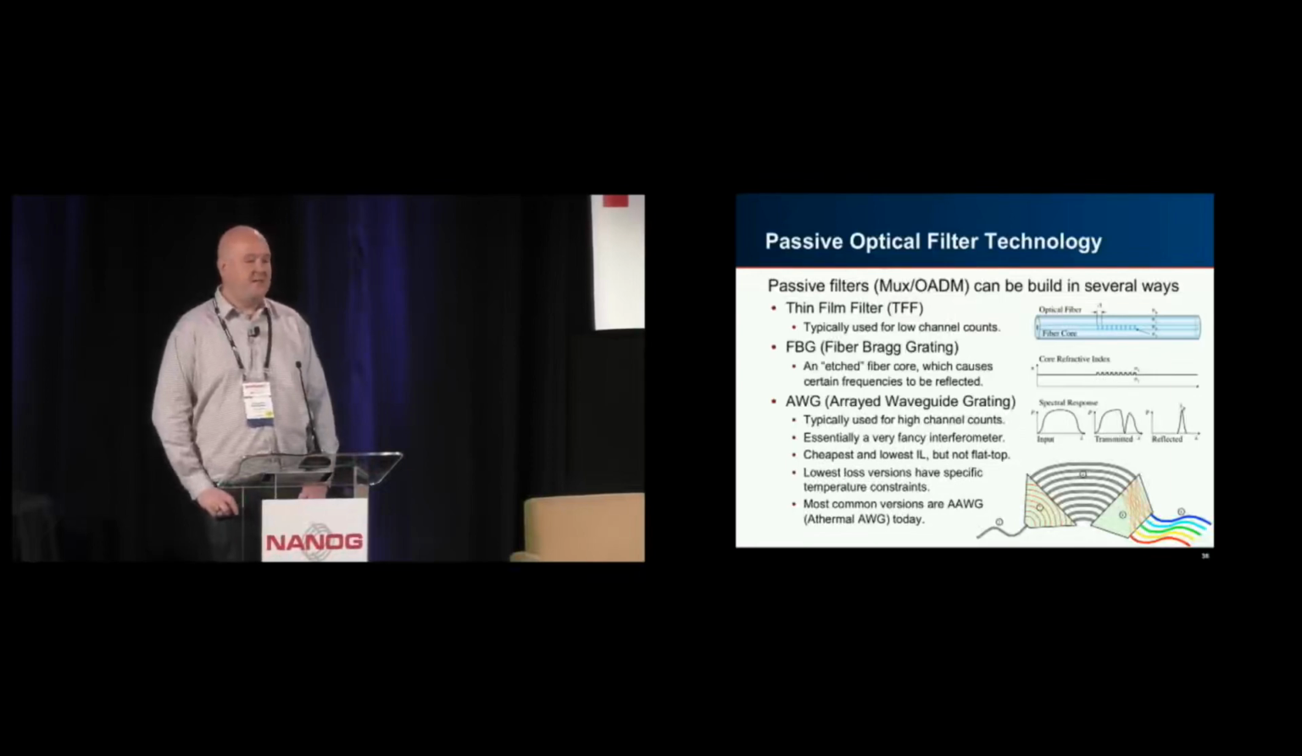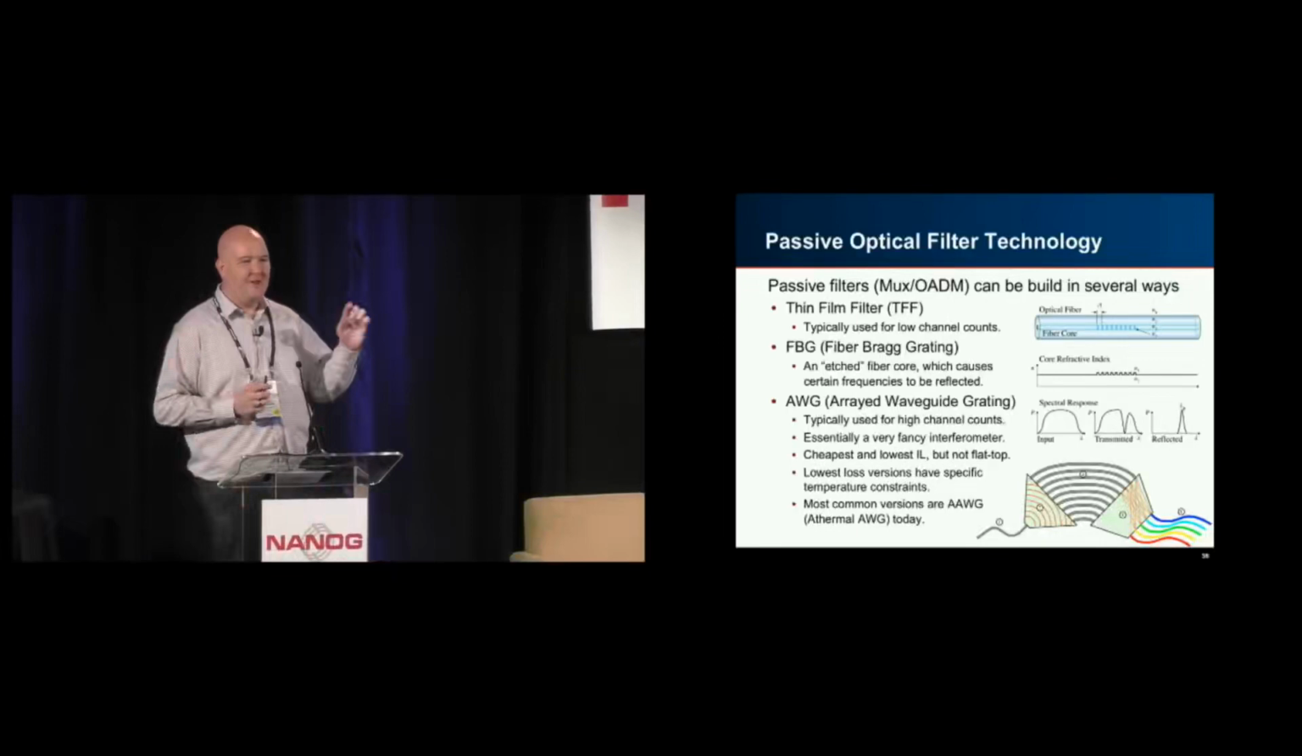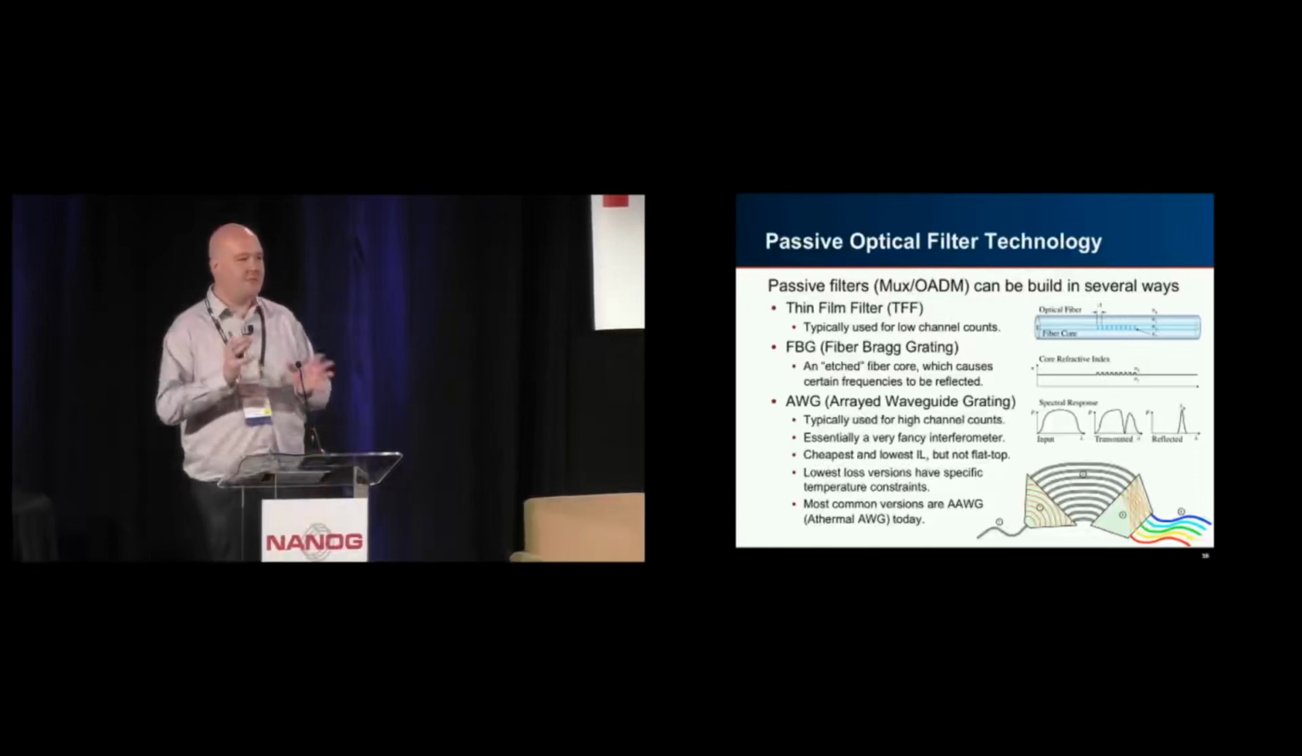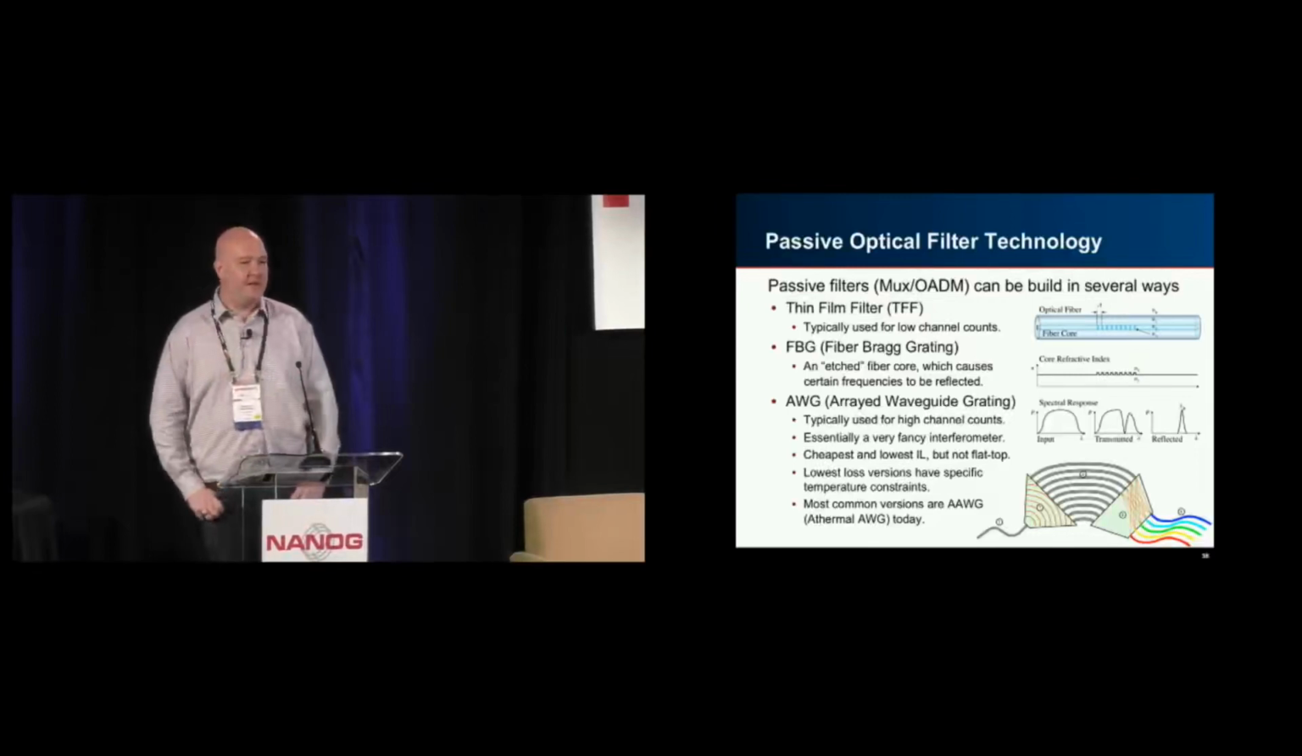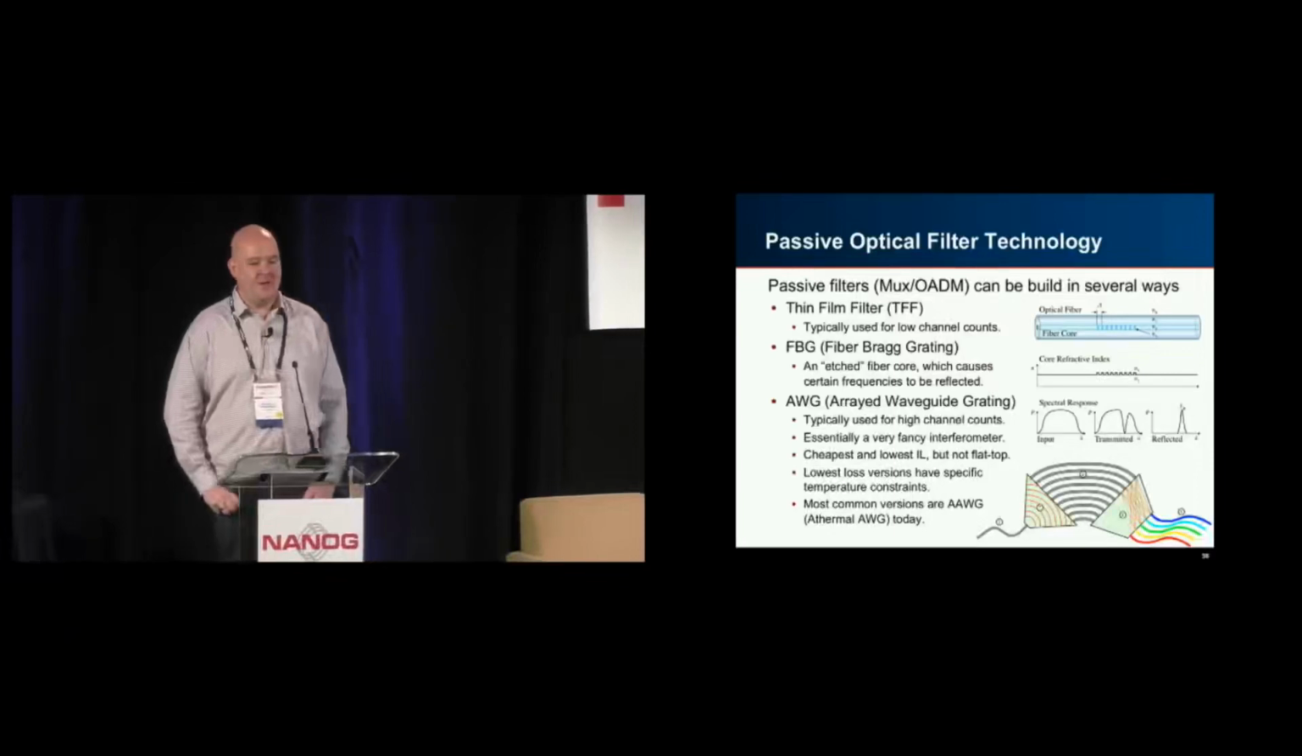And FBG is kind of similar. What's happening is you're etching inside the core of the fiber. You're creating a pattern that causes certain frequencies of light to be reflected. And when you pass light through this, it splits your signals out. And AWG is really all of the modern technology. It's kind of how all of your high channel count systems are built. And it's actually really interesting how it works.